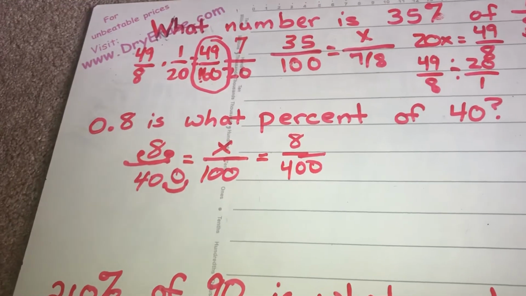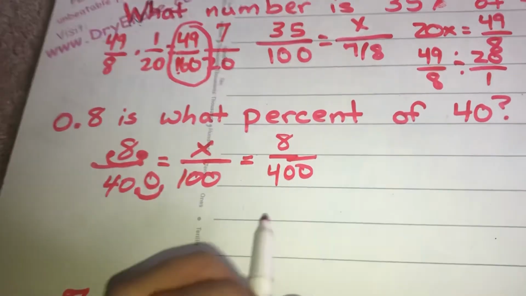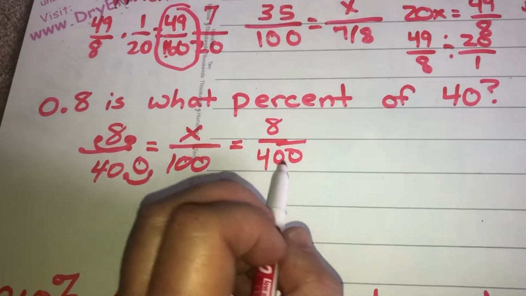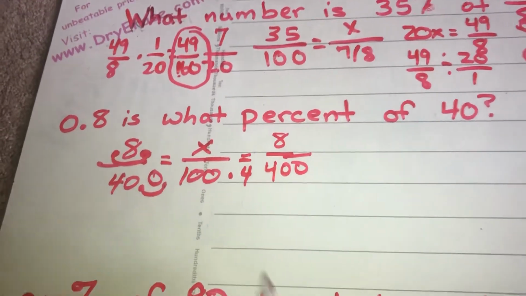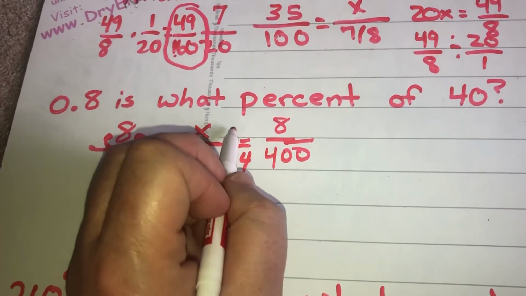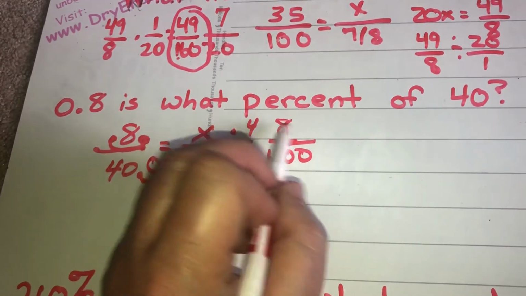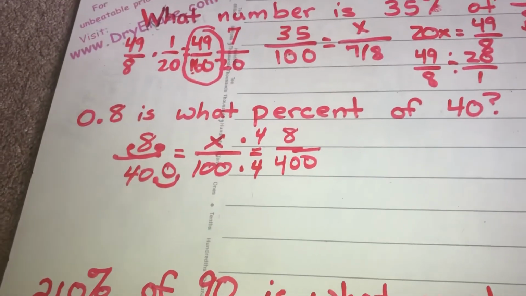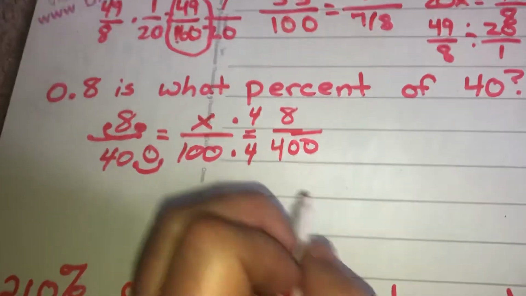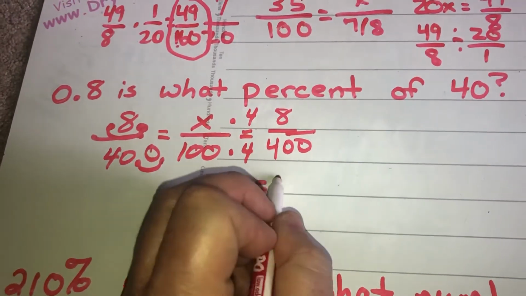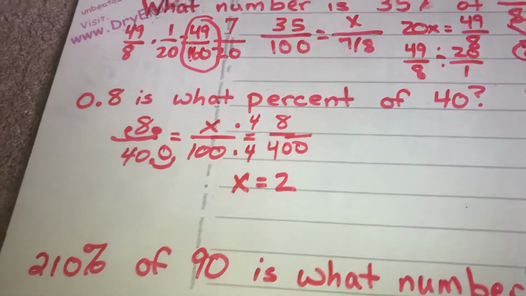Now I'm saying, okay, well, what did I do to 100 to get 400? Well, I multiplied it by 4. So what I did to x is multiply it by 4 to get 8. Well, what times 4 is 8? Well, 2 times 4 is 8. X equals 2.